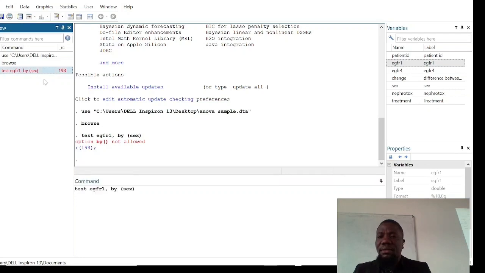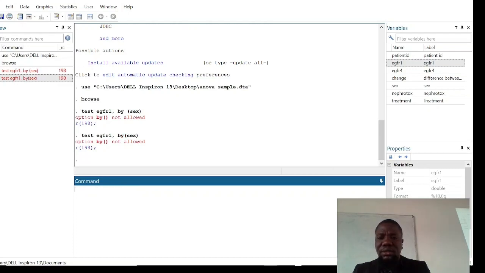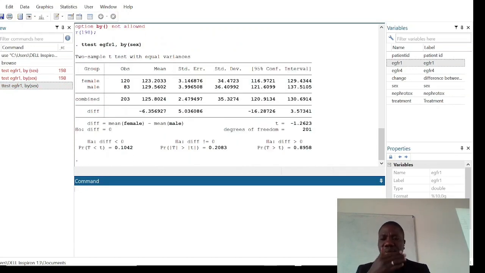T-test EGFR1 by sex. What is happening? Oh, okay. T-test EGFR1 by sex.